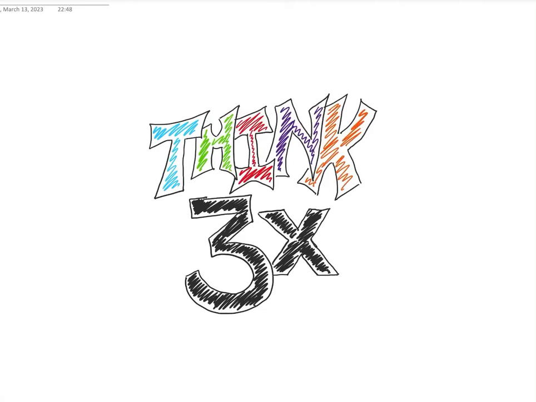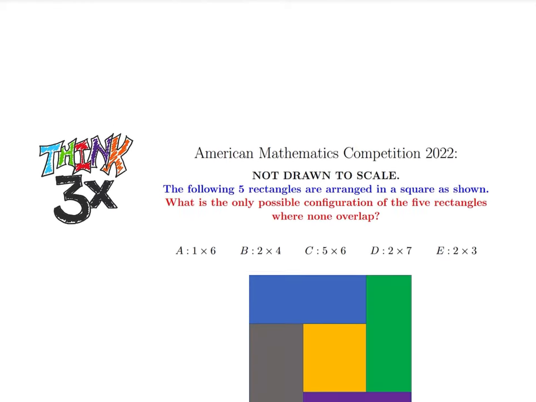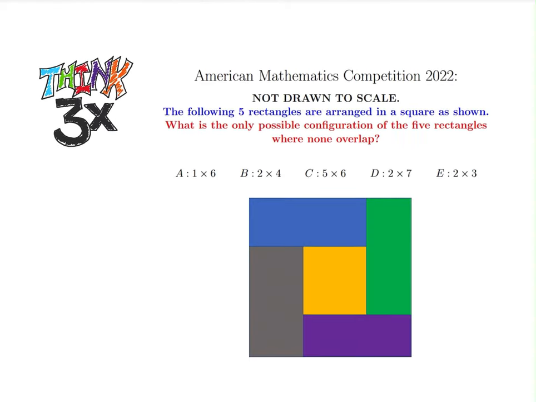Today we'll be continuing our American Mathematics Competition series with a little bit of a geometry problem. Our problem states that we have 5 rectangles that are arranged into a square as shown. This is not drawn to scale, so these shapes have nothing to do with the actual size of the shapes. And we want to figure out what's the only possible configuration of these 5 rectangles where none of them overlap. So basically, put in this orientation, what's the possible arrangement of these 5?